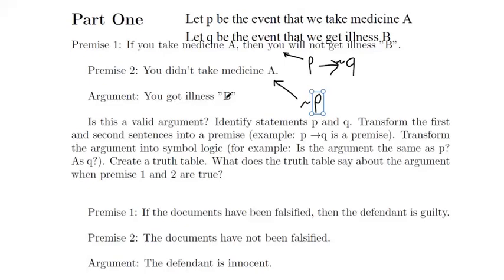So is it a valid argument? Without using a truth table, we'd say no. If you use a truth table, remember what happens if this first part of the statement is false. You mark this whole thing as true, right? So if this part is false, which is what premise 2 is saying, then this whole condition should be true. That if you take the medicine, then you'll not get the illness B. It doesn't say anything about what happens when you don't take the medicine, is what I'm getting at.